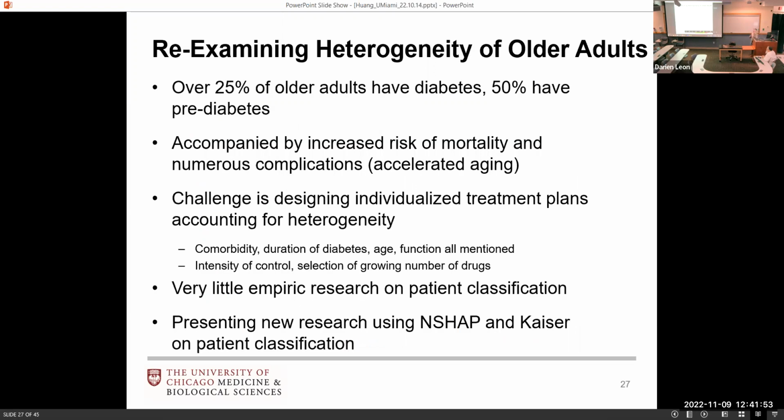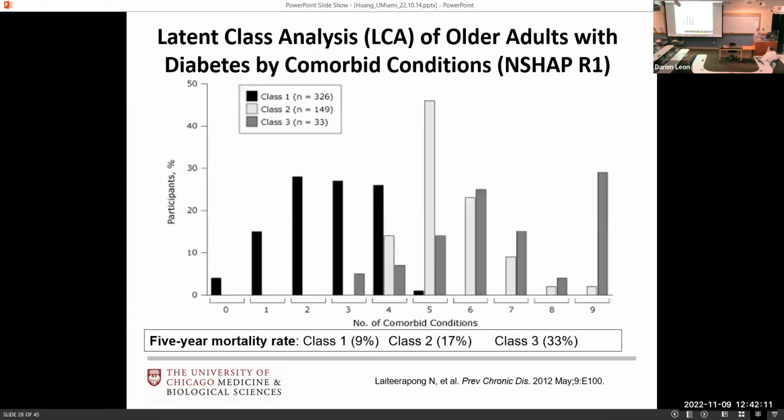And then we've also used the same data sets to re-examine this heterogeneity question. We've, again, used this latent class analysis, applied to different data sets to ask: are the 3 clusters we found over 10 years ago still present today? Again, I showed you this earlier. I didn't mention that class 1, the healthy class, has a 5-year death rate of 9%. Class 2 has a 17% death rate over 5 years, and class 3 has the highest death rate.